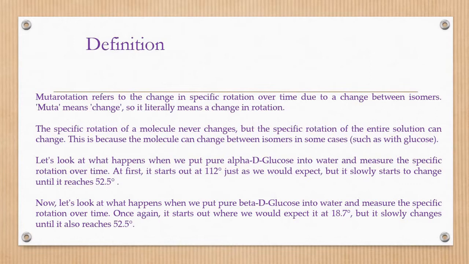Let's look at what happens when we put pure alpha D glucose into water and measure the specific rotation over time. At first, it starts out at 112 degrees, just as we would expect, but it slowly starts to change until it reaches 52.5. Now let's look at what happens when we put pure beta D glucose into water and measure the specific rotation over time. Once again, it starts out where we would expect it, at 18.7 degrees, but it slowly changes until it reaches 52.5 degrees.